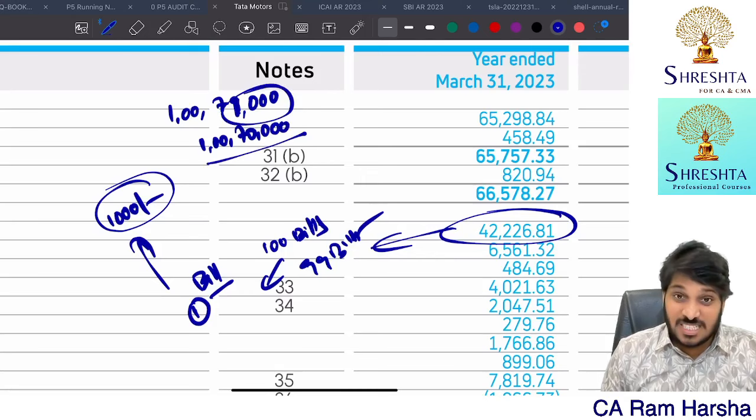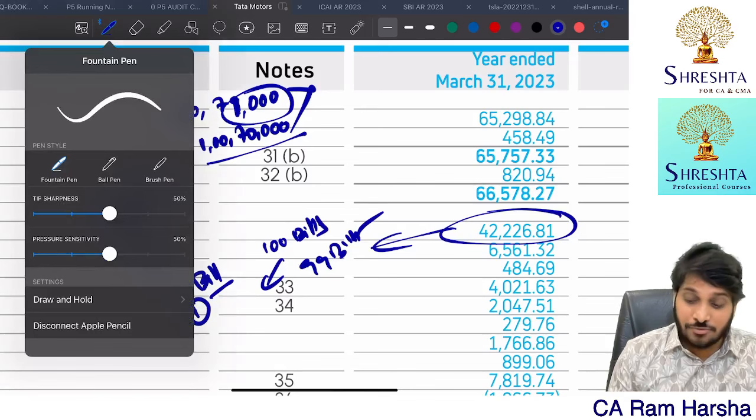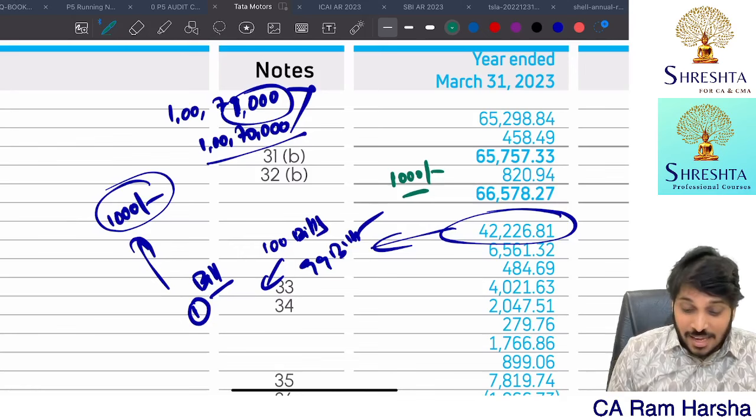1,70,000 rupees mistake is there. Now tell me, in this bill, 1,000 rupees mistake is there, right? Now, first of all, my question is, do you bother about this 1,000 rupees mistake in 1 crore bill value, first of all? Okay, fine.